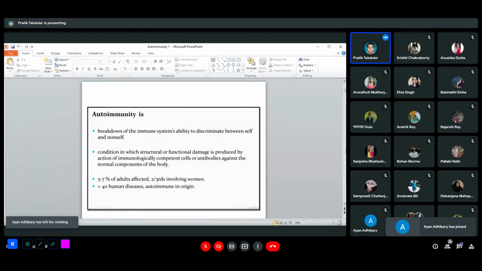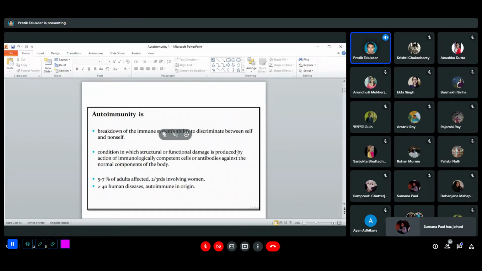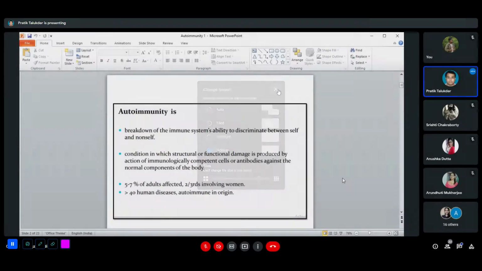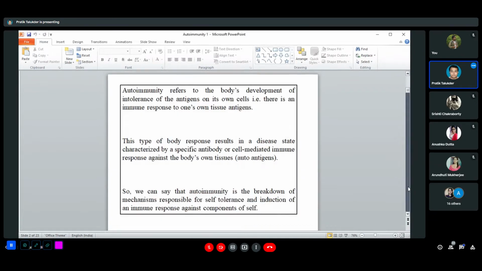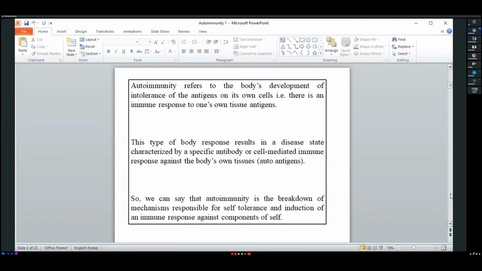The condition in which structural and functional damage is produced by the action of immunologically competent cellular antibodies against the normal self antigens of our body is known as autoimmunity. So you are aware that it is nothing but the development of intolerance of the antigens on its own cell. It is highly unfortunate, but it happens, and I have told you the reasons. We will be discussing it further.